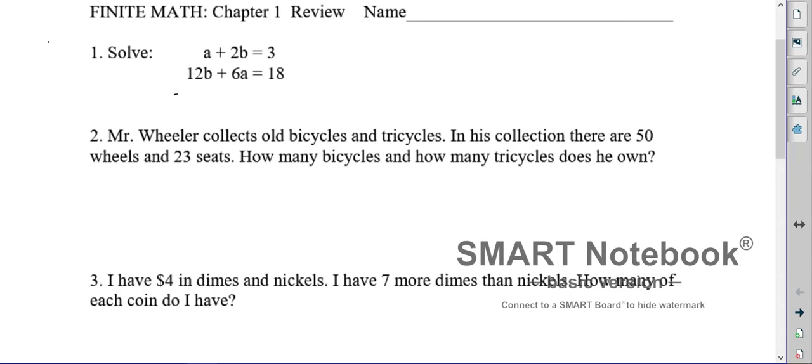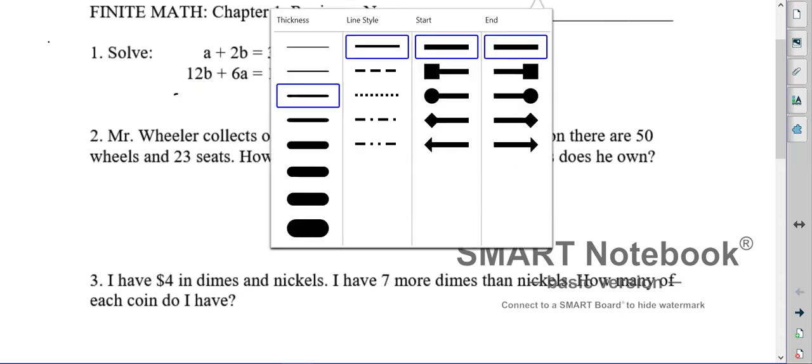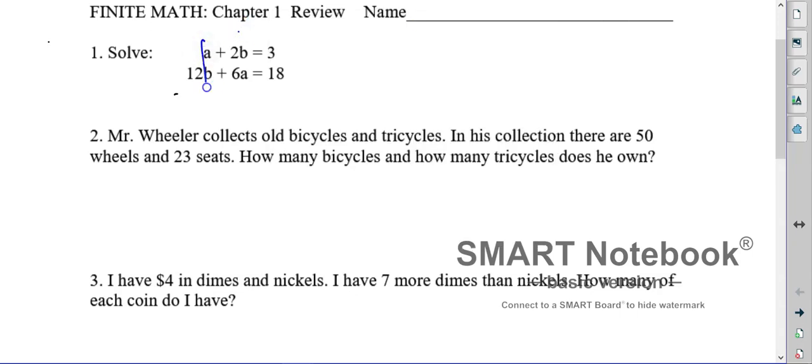All right, chapter 1 review. There's a few different ways to do this, but before we do anything, we must notice that we do not have our variables lined up. So this won't work right now. So I'm going to rewrite it. a plus 2b equal to 3, and then 6a plus 12b equal to 18.